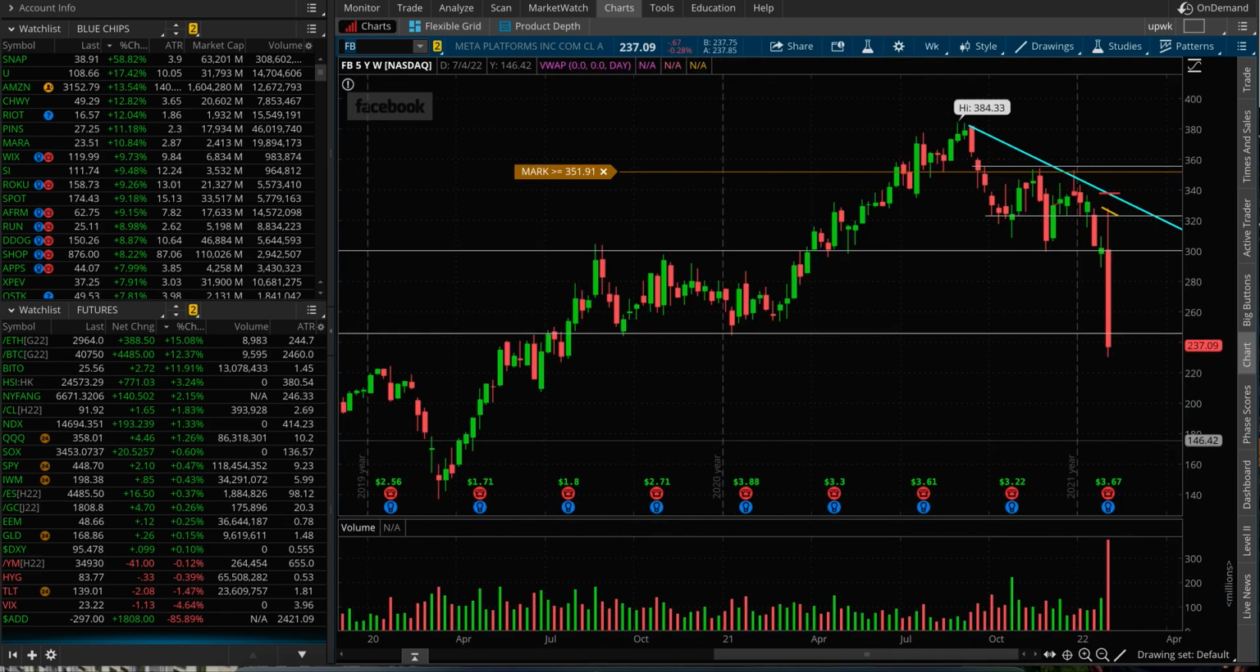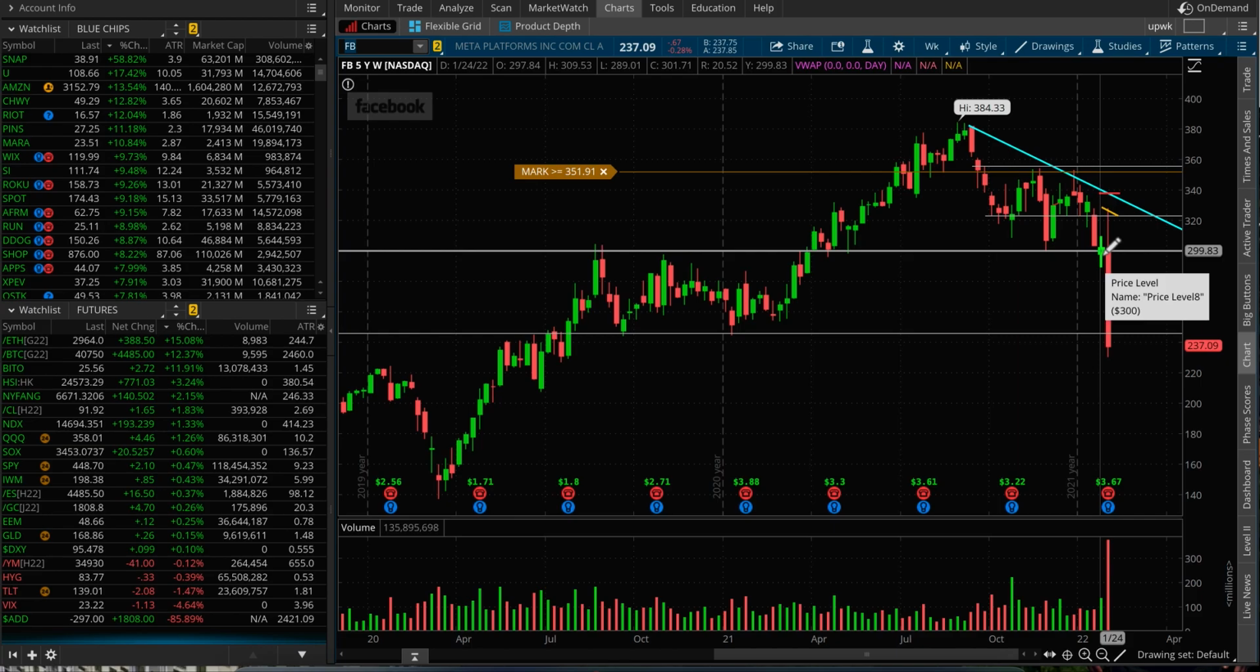And also, this is a weekly chart. So I have to switch to the weekly chart just to show you where we are at the moment. Well, 100% you can say that the stock is not in correction territory anymore. Below 300, we're talking about the stock falling into a bear market. Officially, yeah, Facebook, welcome to bear market.